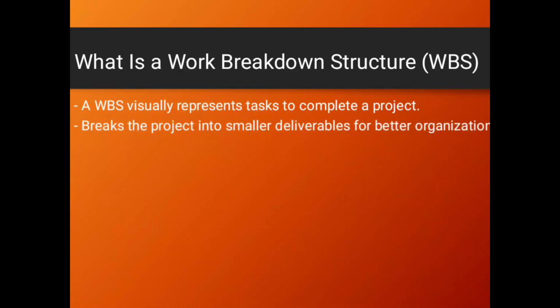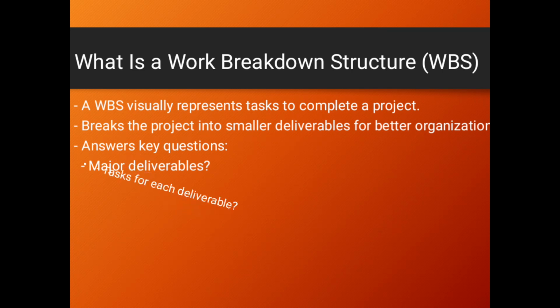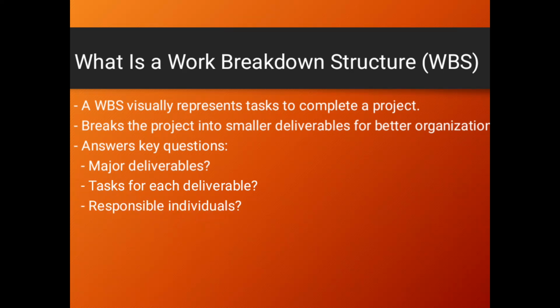We need to understand that a project is broken down into smaller deliverables. That is done for better organization, so that you can properly organize your team to accomplish that particular project. Work breakdown structure answers the following key questions. Number one, it encompasses the major deliverables. Another one, it deals with tasks for each deliverable. Another one, it talks about the responsible individuals for each particular task.